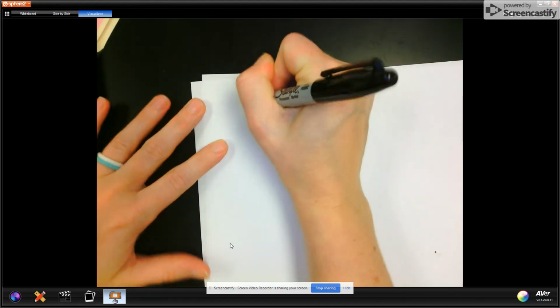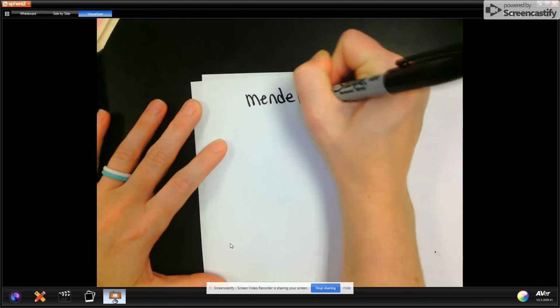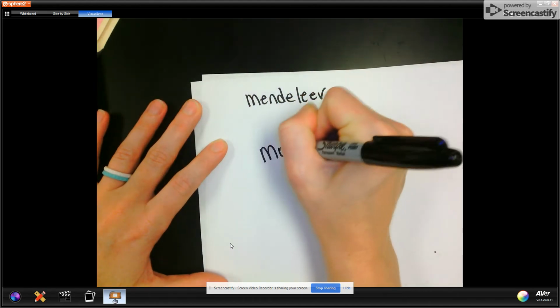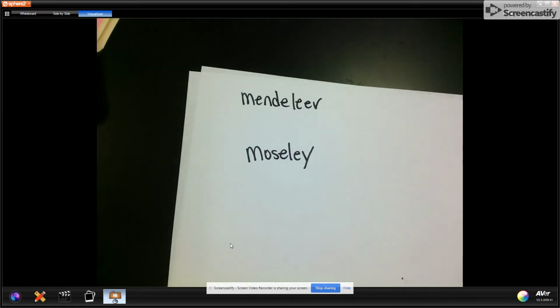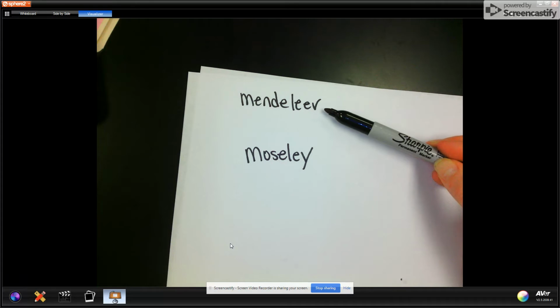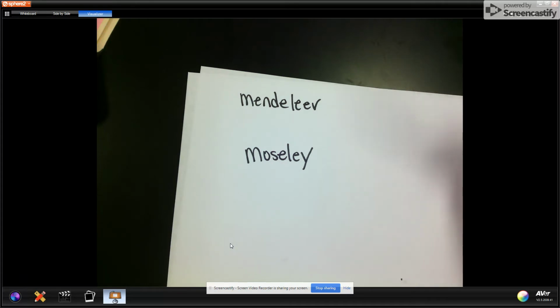Okay, the next thing that we learned was the history of the periodic table. We learned about Mendeleev. I'm going to do a lot of talking and not a lot of writing. And we talked about Moseley. So if you remember, Mendeleev is considered to be the father of the periodic table because he was not the first one to come up with the periodic table. There were plenty before him.